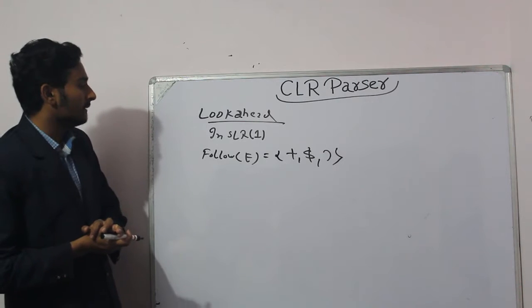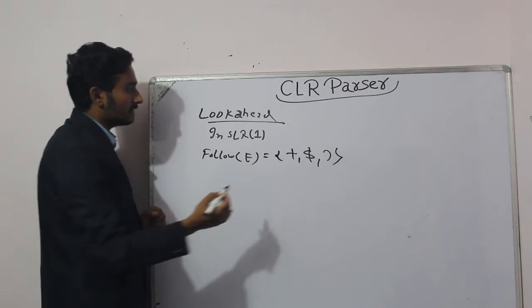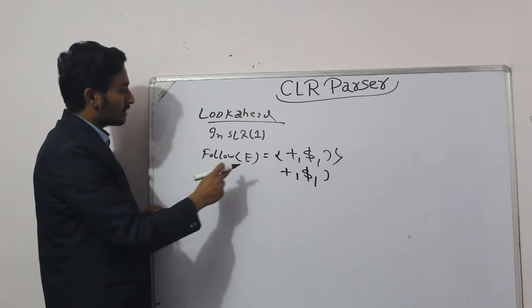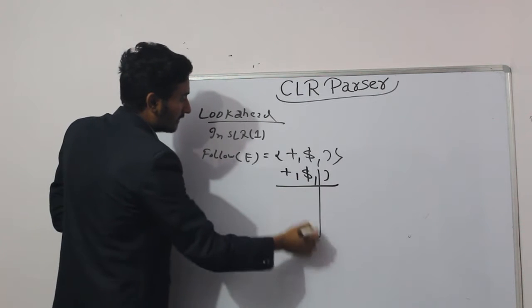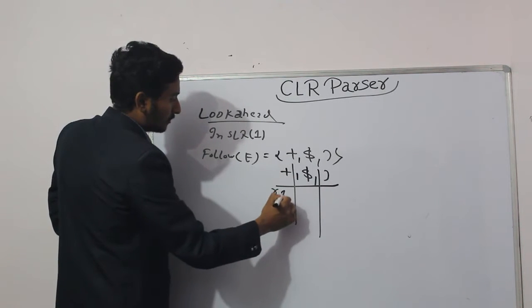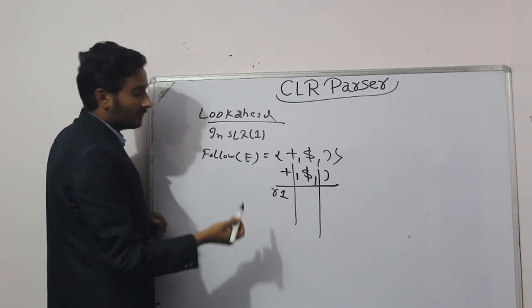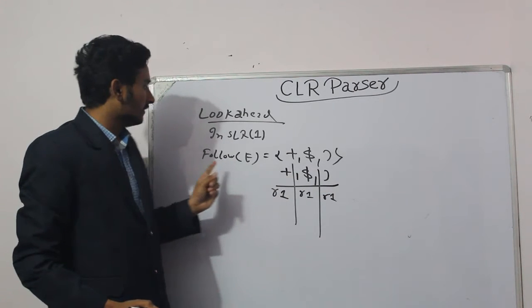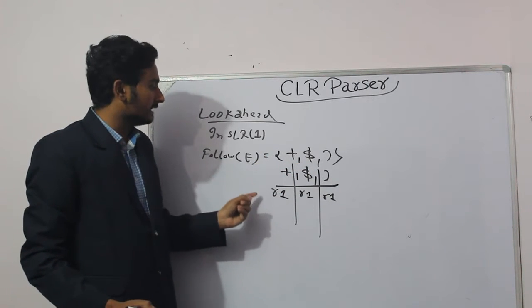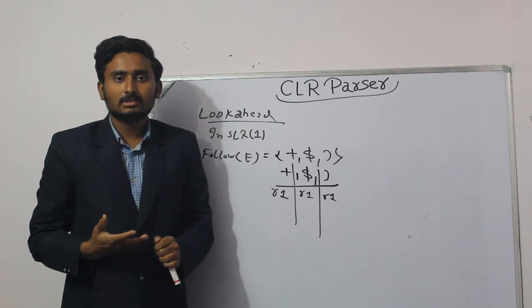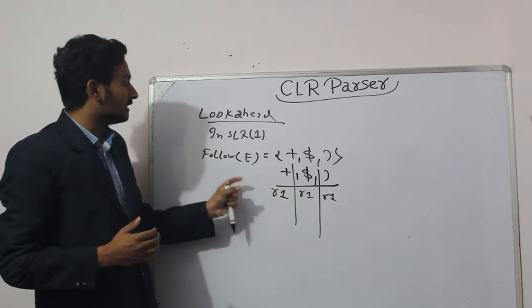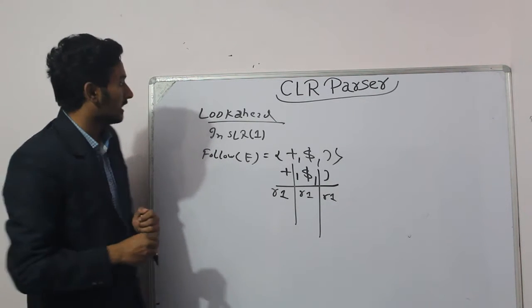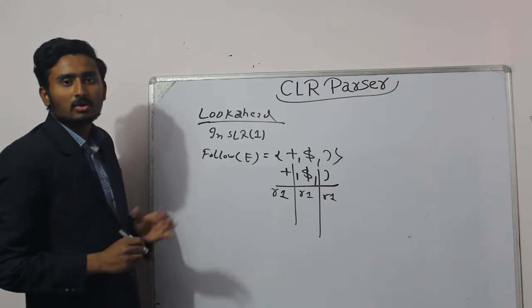In the SLR parser we were performing the reduce operation for every element in this follow of E. Suppose this was production number 1, so we were writing R1, R1, R1 in all three columns, writing the reduce operation in each follow element. To avoid this problem of writing the reduce operations in all the columns, we add a concept that is look ahead.